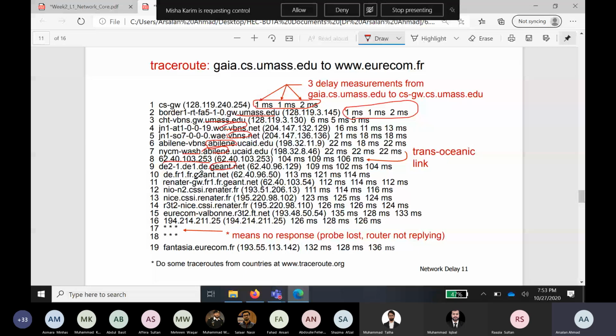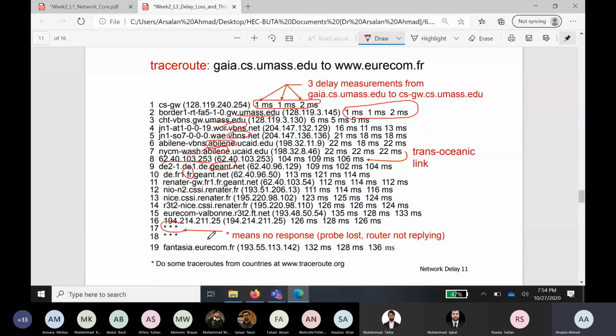Static means either the probe is lost or the router is not replying. Usually the routers block the ICMP messages. They block traceroute or ping commands just to stay safe from the outer world. Okay, so it is quite normal if you traceroute somewhere and you get this static in reply.